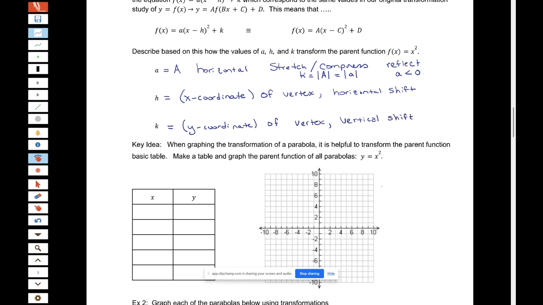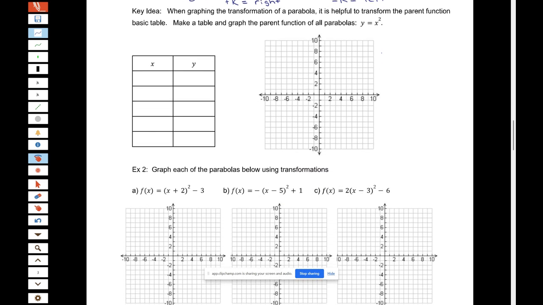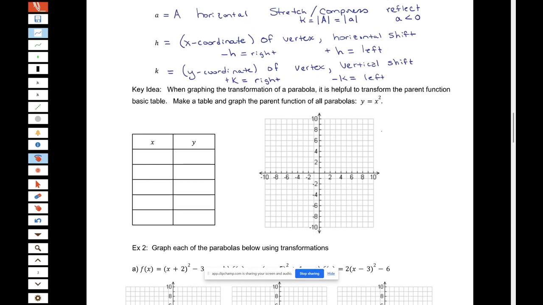Don't forget, when you're doing h, it changes sign. So if it's minus h, you go to the right. If it's plus h, you go to the left because it's an inverse operation. But for k, it's the same as the sign. If it's plus k, you go up. If it's minus k, you go down. And we should be able to graph some parabolas using these transformations from the basic parent function.